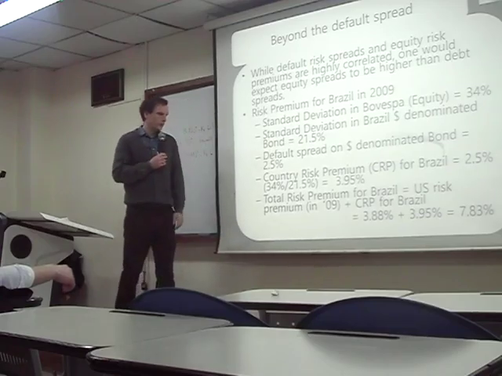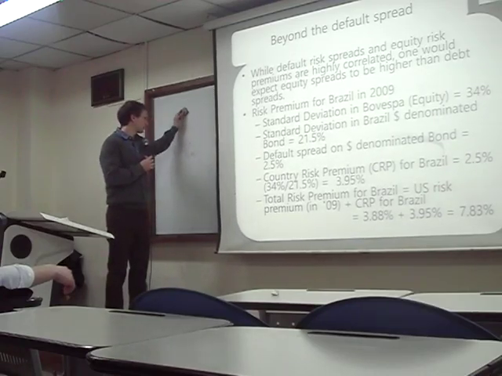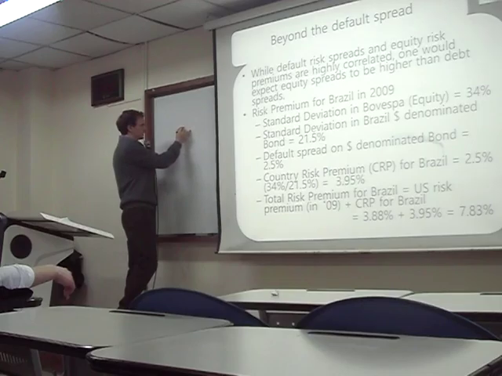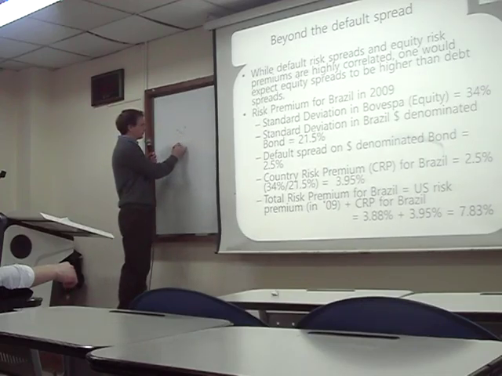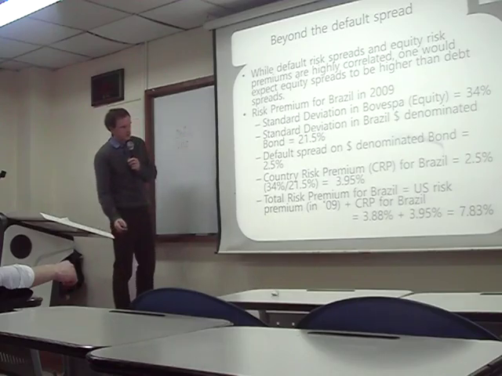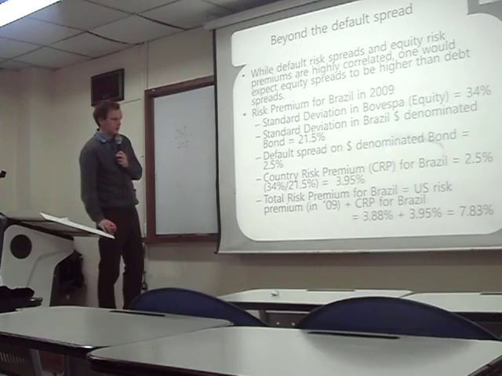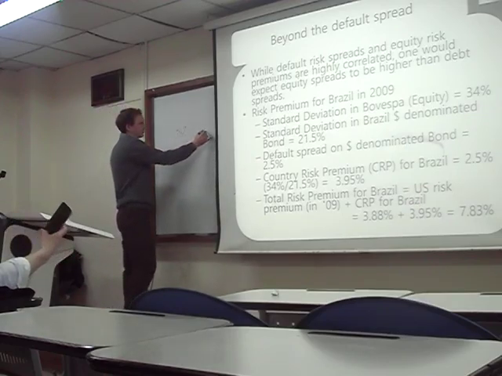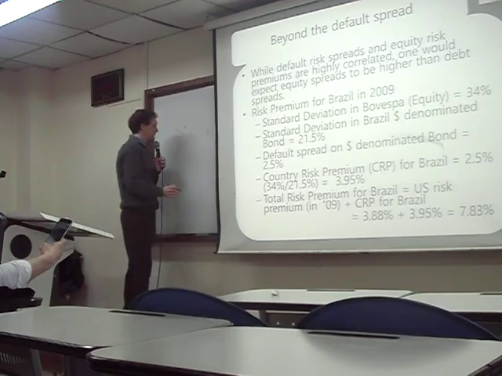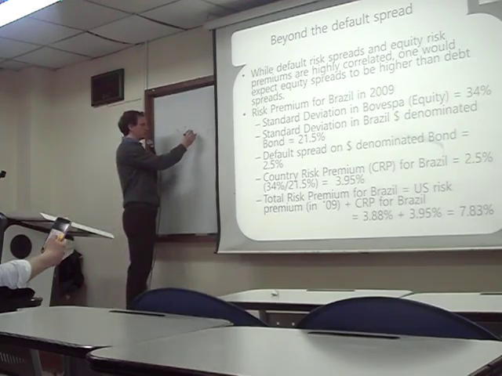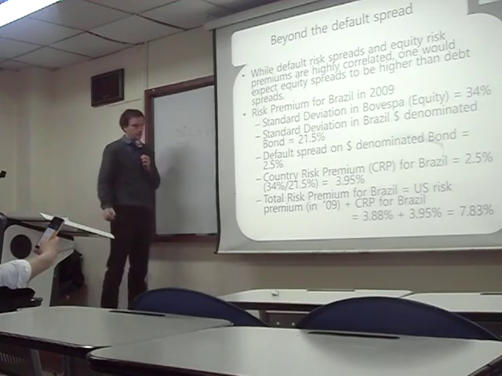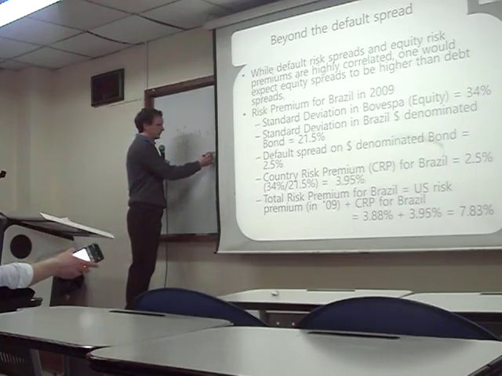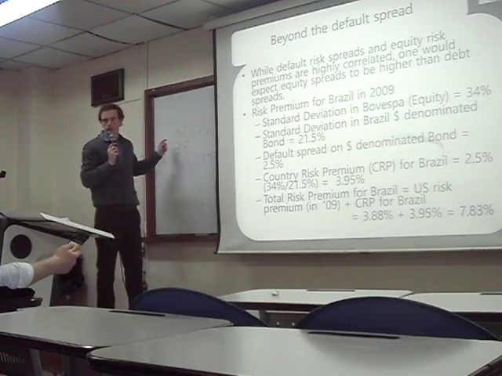So which is riskier, the stocks or the bonds, compared by the standard deviation? Stock is changing 34% from the average. Bonds is just about 21% changing from the average. So if in Brazil the default spread for the bonds is 2.5%, what we can do is make a ratio using the standard deviation of the stock market, 34%, over 21.5%, the standard deviation of the bond market. This will give us a ratio, and we can multiply this ratio by 2.5%.